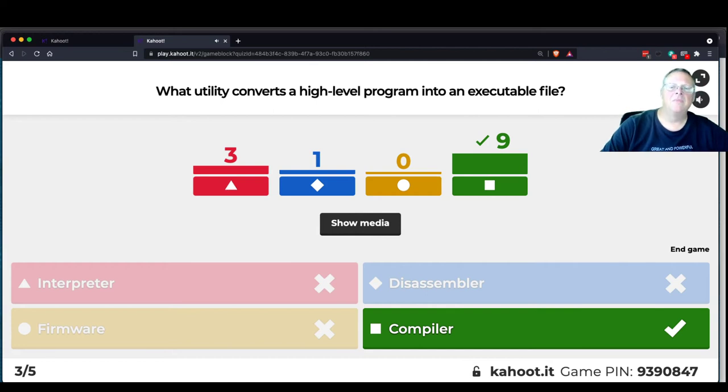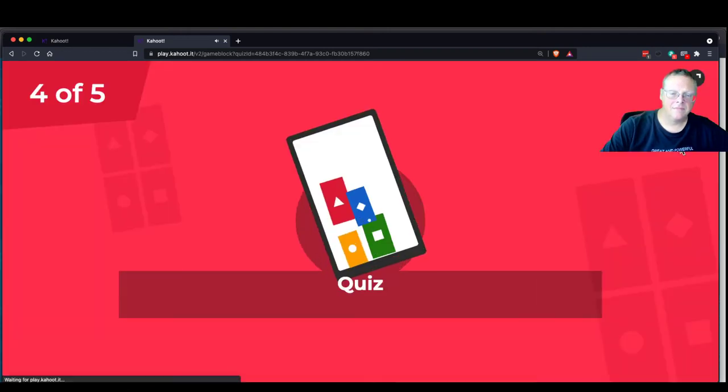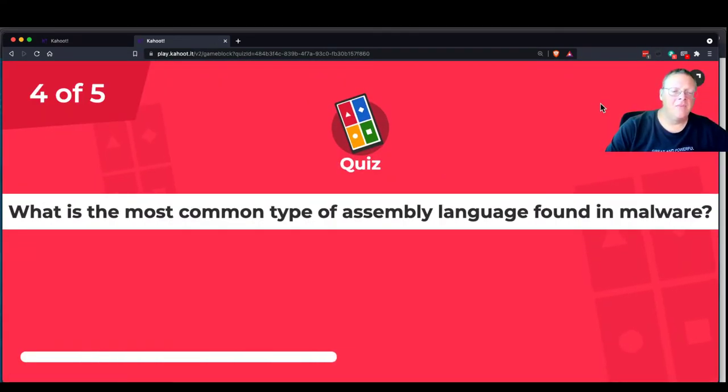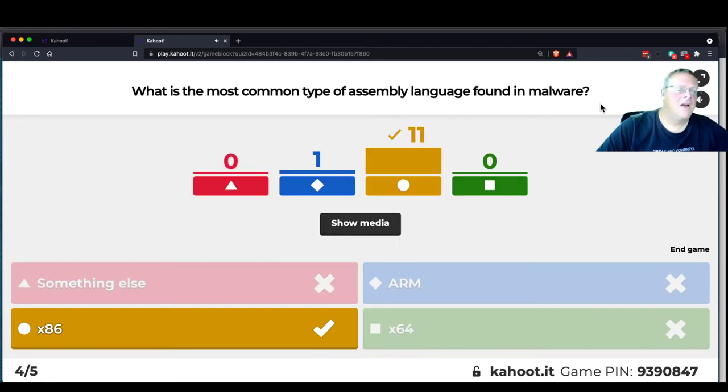Yep, a compiler. Good. All right, what's the most common type of assembly language in malware? x86 is the most common, just because it runs on both x86 and x64, and that's the most common hardware.